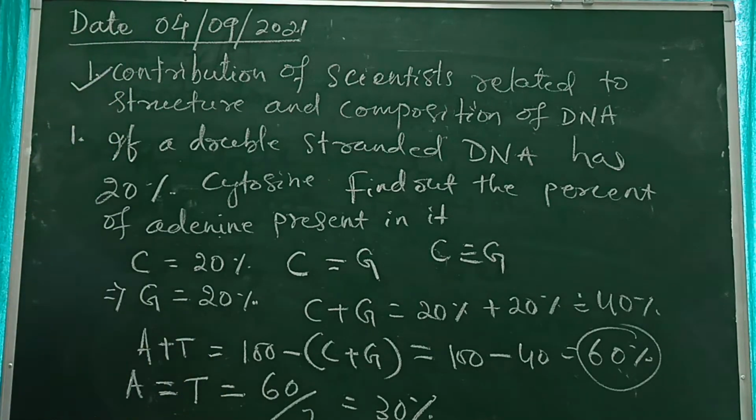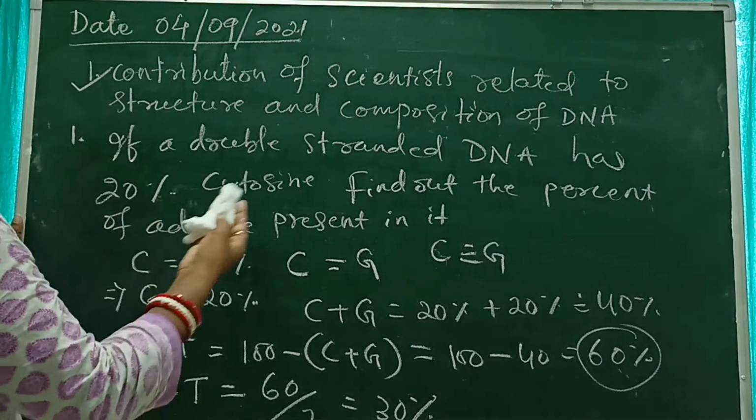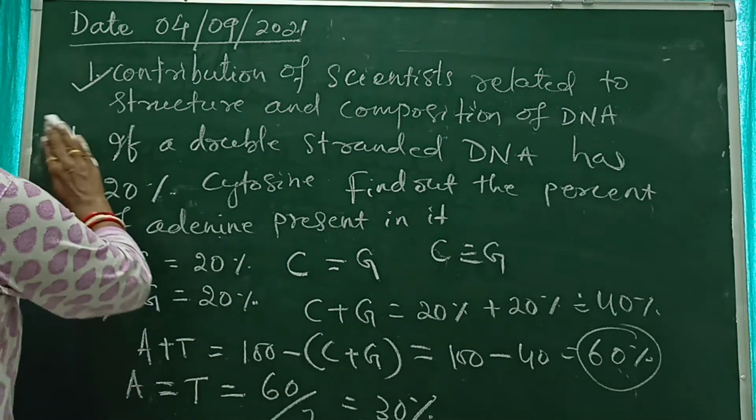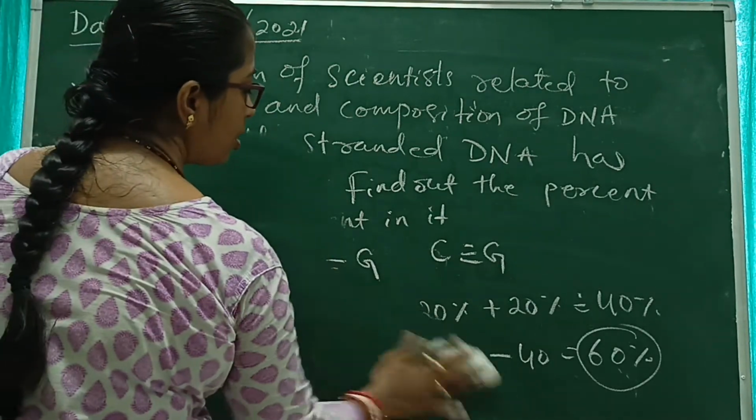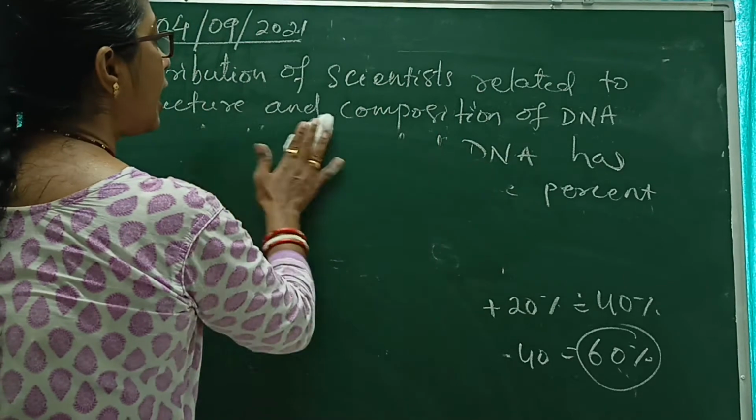Now, in this way, you can find out the constituent bases present in the DNA by applying this rule or this formula. Now, let us discuss the contribution made by Watson and Crick.